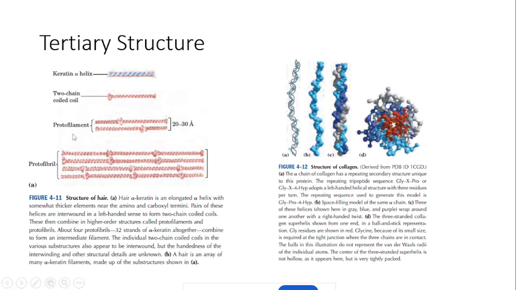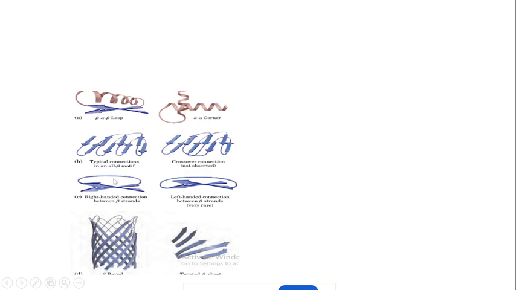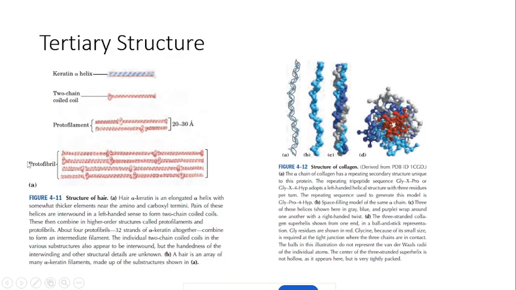That's why when someone straightens their hair, they apply heat. In the heat, this tertiary structure will be denatured, so the hair will be straightened. As you know, hair is an array of alpha keratin filaments. These protofibrils are the alpha keratin filaments. So this is an example of tertiary structure.